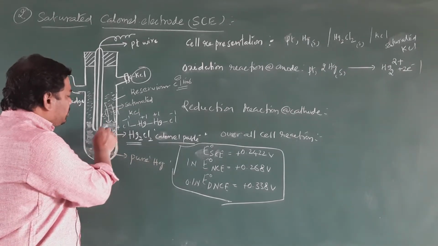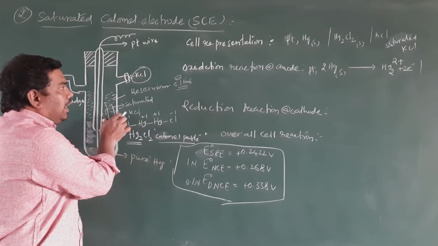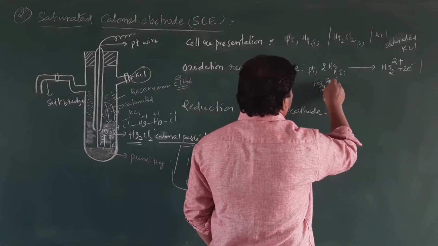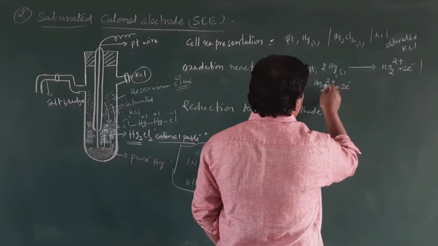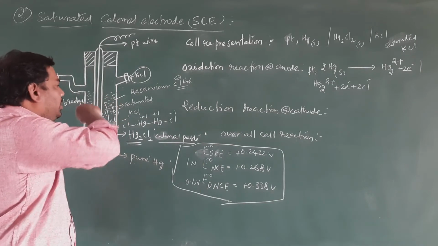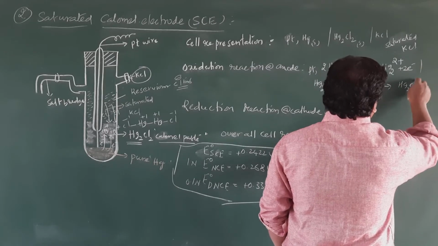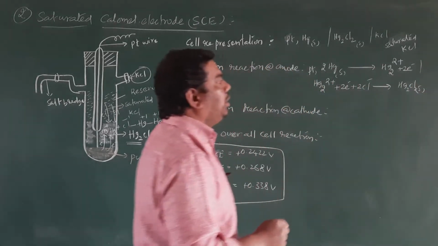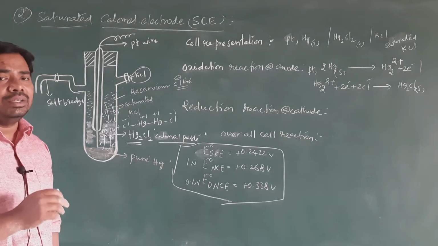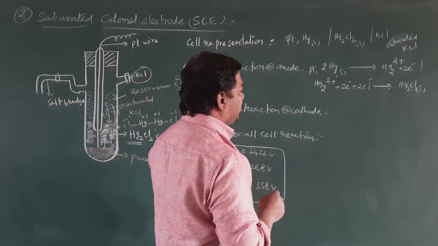So this mercurous ion Hg2 2+ takes 2 Cl minus ions, which come from the saturated KCl solution, and is converted into Hg2Cl2. That is the reaction that takes place at the anode. Clear? Right. So next, the reduction reaction takes place at the cathode.